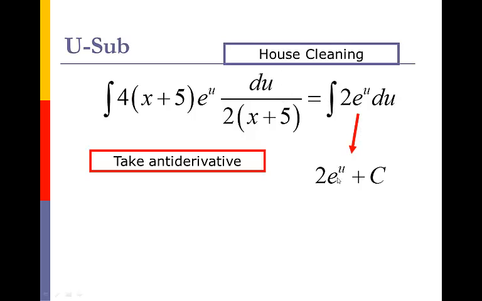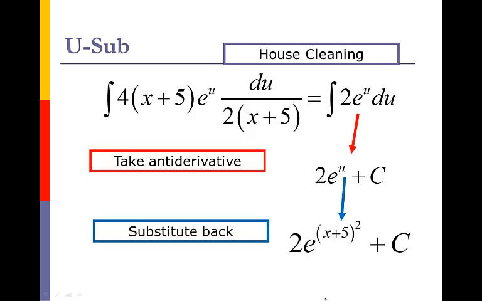I do the antiderivative, but I don't stop there. I started with x's. I need to end with x's. So our last step in this process is to replace back what u is worth. So we substitute back what we started off with, the x plus 5 quantity squared. And so that's the process. We identify the inside piece, we take its derivative, we do the substitution, we do the antiderivative, and then we substitute back. So that's kind of like a 5-step process.